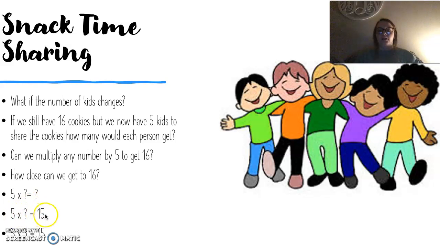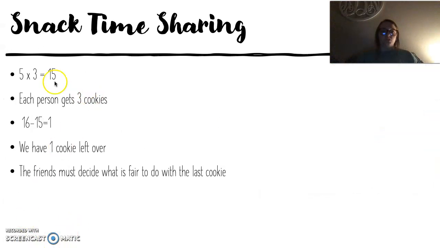So then we figured out, after that we would talk more and figure out the closest we can get to 16, multiplying numbers by 5, would be 15, because that was only one number away from 16, so we can't get any closer. So then we would go problem solve again and figure out which number times 5 would give us 15, and we would figure out that that was 3. So if 5 times 3 is 15, we would connect that each person gets 3 cookies. So if we do 16 minus 15, we have 1 cookie left over.